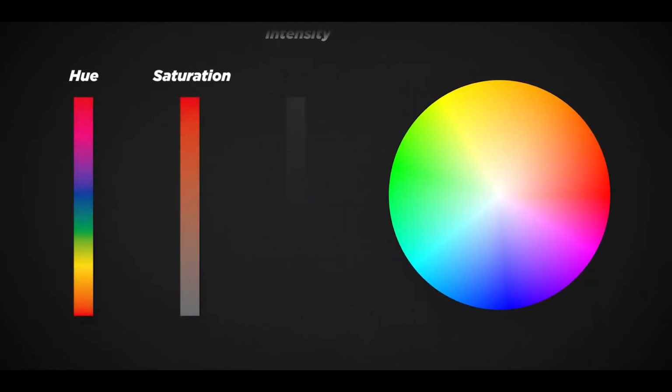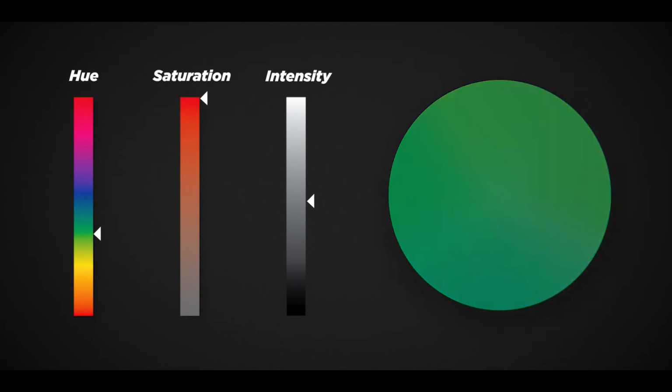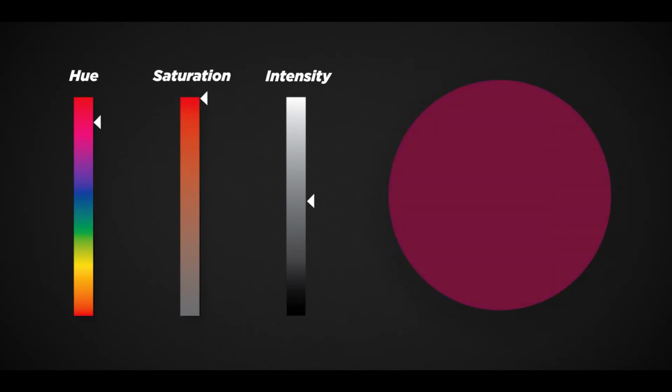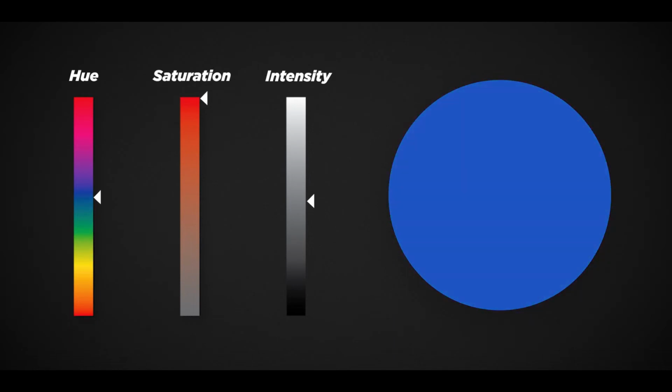Those values are hue, saturation, and intensity. As you adjust those values on the color wheel, you'll end up with different colors. So hue is the actual color that you're working with. As you move around the color wheel, you change the hue. Hue is like green, blue, orange, yellow, purple. Those are hues.